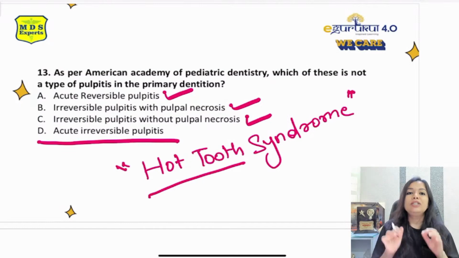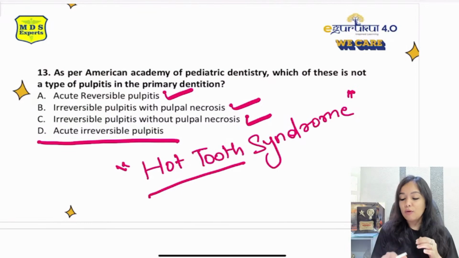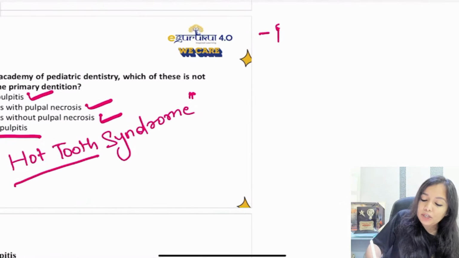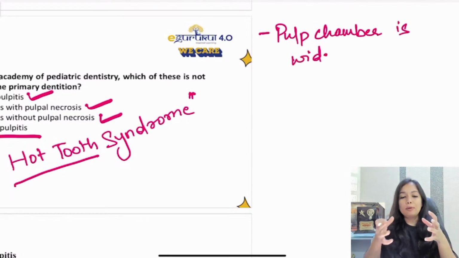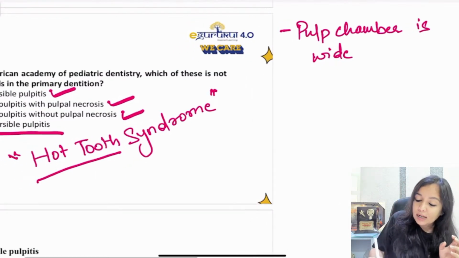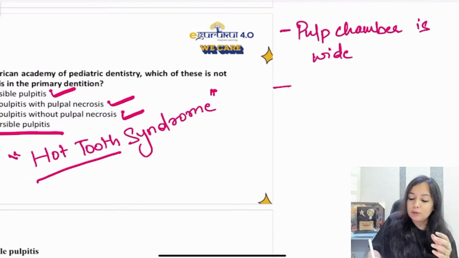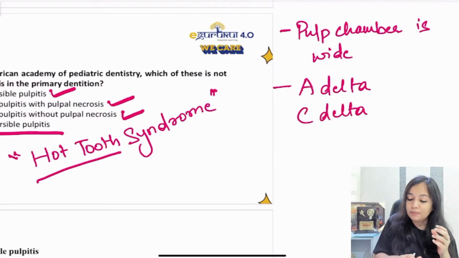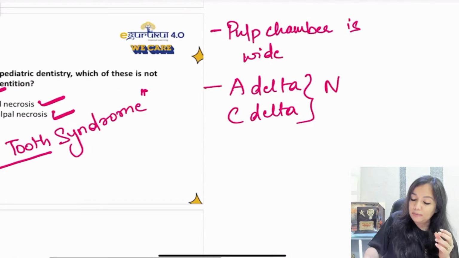But this case generally does not occur in primary dentition. Why? First, in primary dentition the pulp chamber is very wide. So when the caries approaches the pulp chamber, there is already a huge amount of pulp involved. And secondly, there are nerve fibers, A delta fibers and C fibers, which are the nerve fibers responsible for pain.